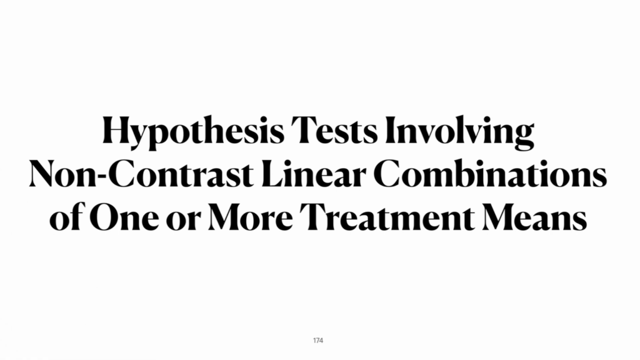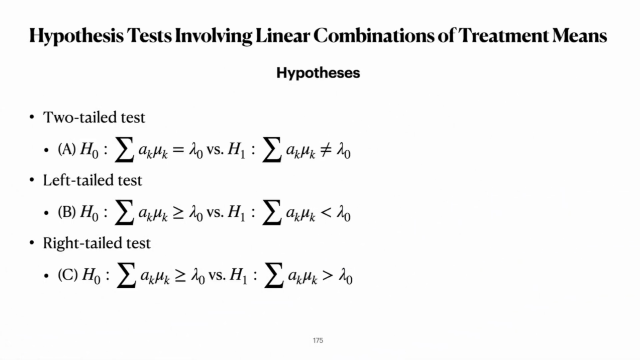All right, now let's look at a hypothesis test involving non-contrast linear combinations of one or more treatment means. So the hypotheses for this situation look the same as they did for the situation that involved contrasts, but in this case the sum of the a sub k's is not necessarily equal to 0. If the sum of the a sub k's is equal to 0, then we're back in the previous situation, but here we're allowing the sum of the a sub k's to be something different than 0, so that we're looking at something that is not a contrast.